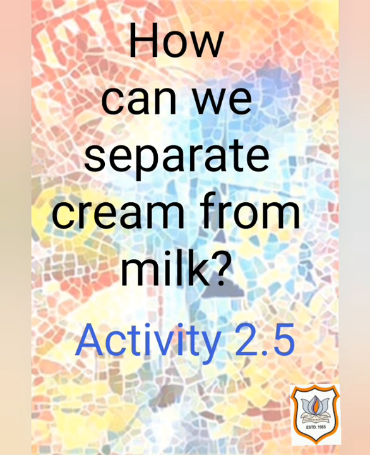Now, how can we separate cream from milk? Students, nowadays we get full cream, toned, and double toned varieties of milk packed in poly packs or tetra packs in the market. These varieties of milk contain different amounts of fat, and we have to separate them from milk. So, let us discuss an activity for this. Activity 2.5. Take some full cream milk in a test tube. Centrifuge it by using a centrifuging machine for 2 minutes.